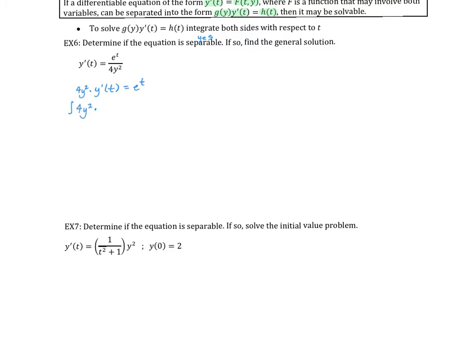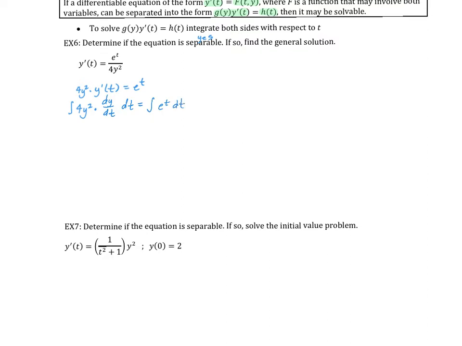Now remember that y prime of t is the same as saying dy dt. And we are integrating both sides with respect to the variable t. So both sides are going to be dt. You cannot integrate with respect to one variable on one side and another variable on the other side of an equation. Whenever you have an equation, you have to do the same thing on both sides. So if I integrate the left with respect to t, I have to integrate the right with respect to t.